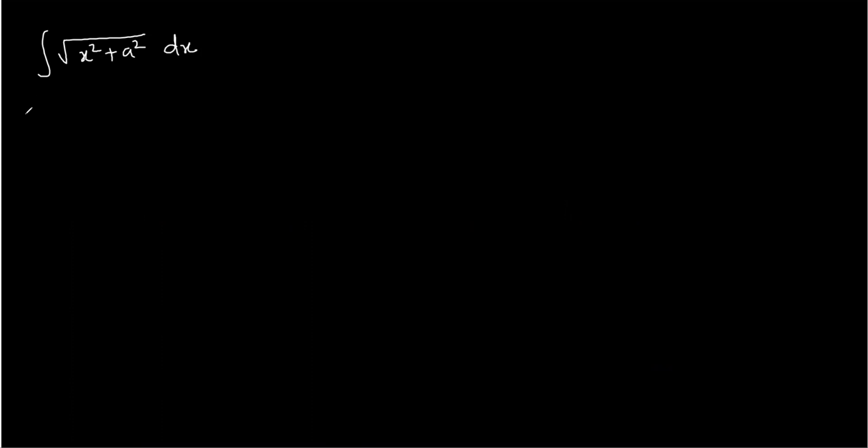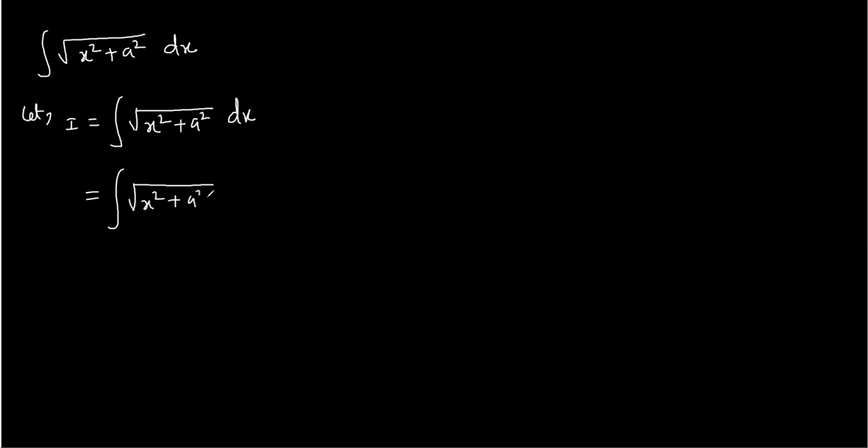So I write here, let I equal to integral square root of x square plus a square dx. Now in order to integrate this, I will write this as integral square root of x square plus a square multiplied with 1 dx. You know, if we multiply by 1 we get the same thing.